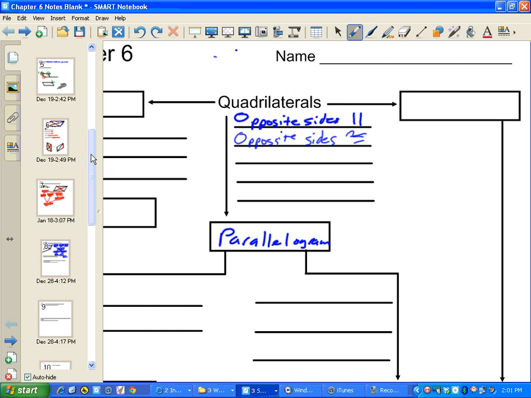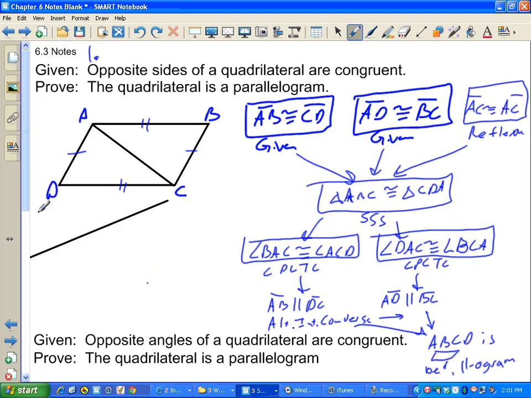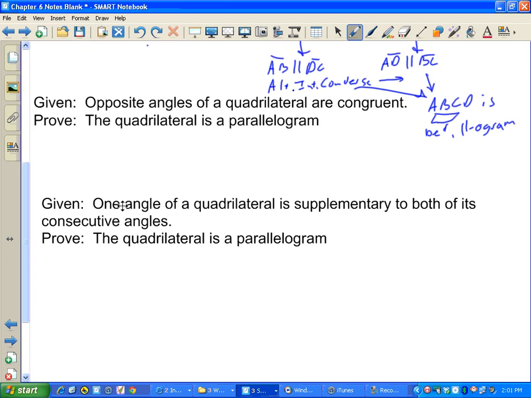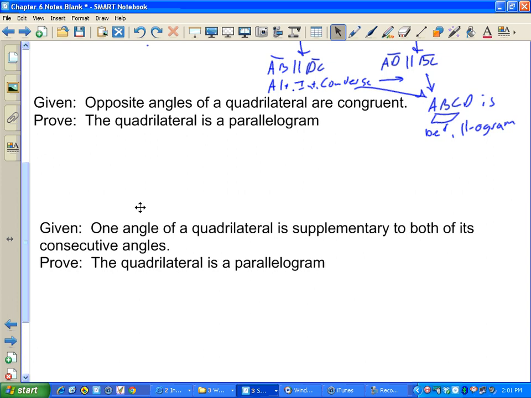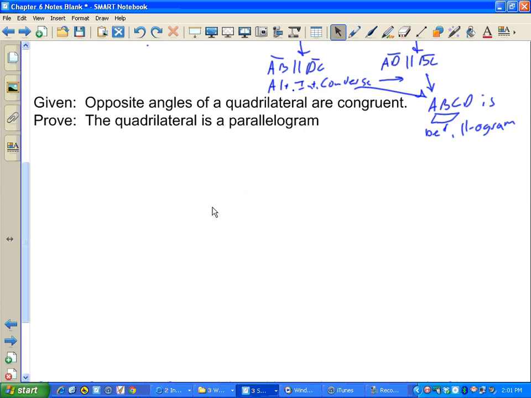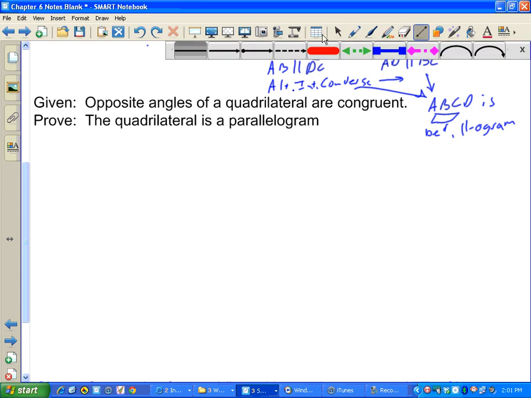Okay, let's continue on to the next one. If opposite angles of a quadrilateral are congruent. So we'll start with our four-sided shape.